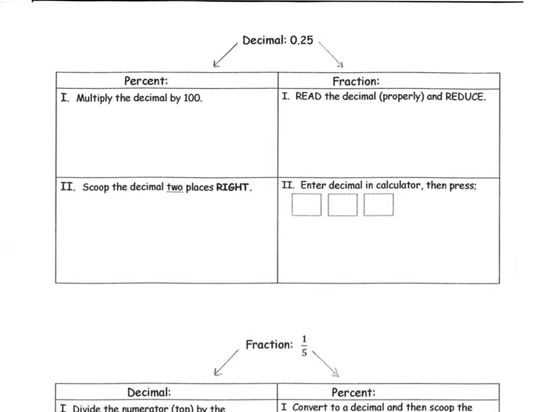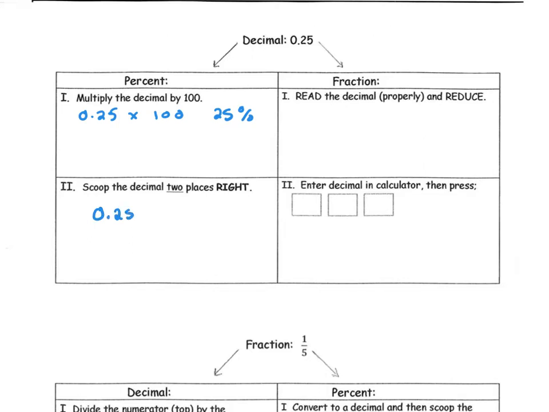So we would take whatever decimal we're given, in this case it's 0 and 25 hundredths, and we would multiply by 100. And what you would get would be 25, and then we have to attach the percent sign. The other method is to scoop the decimal 2 places to the right. Well, that makes sense because when we went the other way, when we went from percent to decimal, we went 2 places, but it was to the left. So now we're going to try doing the inverse, or the opposite.